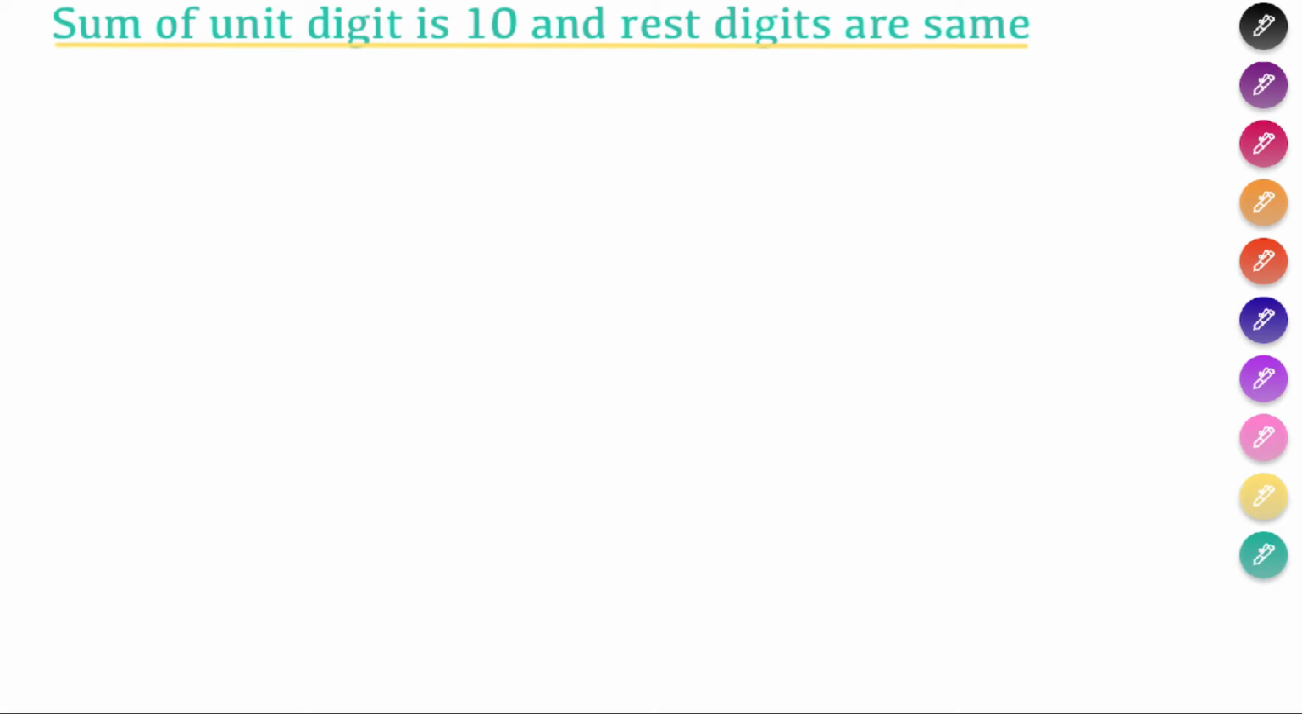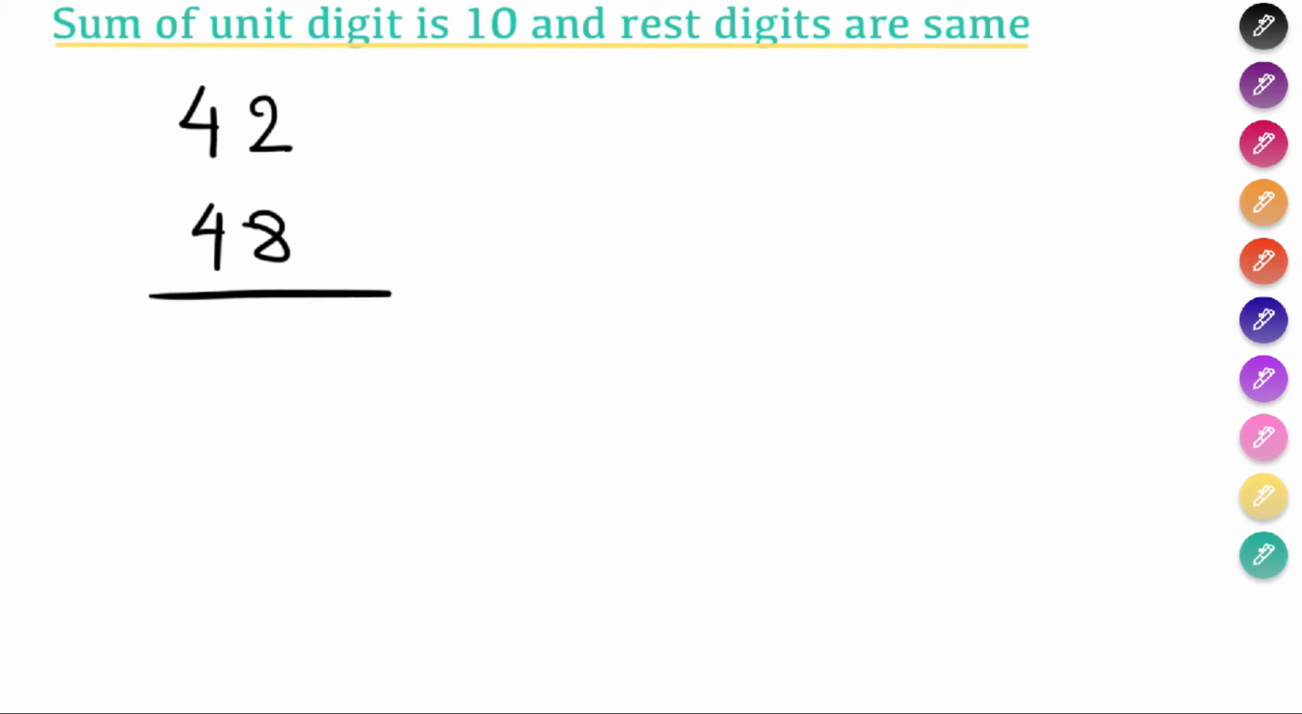As you can see, the condition is that the sum of unit digit is 10 and the rest digits are same. What do I mean by that? Let us take an example to understand that. Suppose you have to multiply 42 into 48.